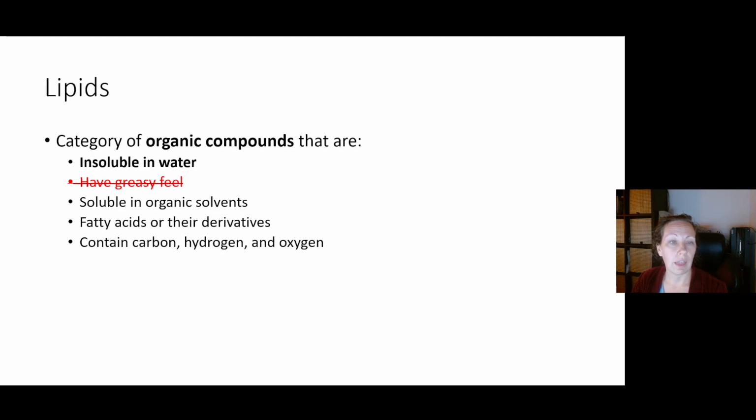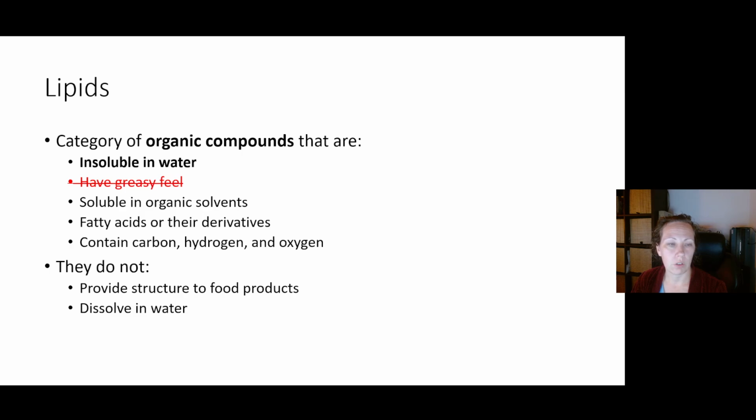Finally, like carbohydrates, they contain carbon, hydrogen, and oxygen, but they're not contained in the same ratios as carbohydrates. So it's not carbon plus H2O. It's a different ratio. And as part of their definition, they do not provide structure to food products. Nothing about them is required for structure of what you are making.